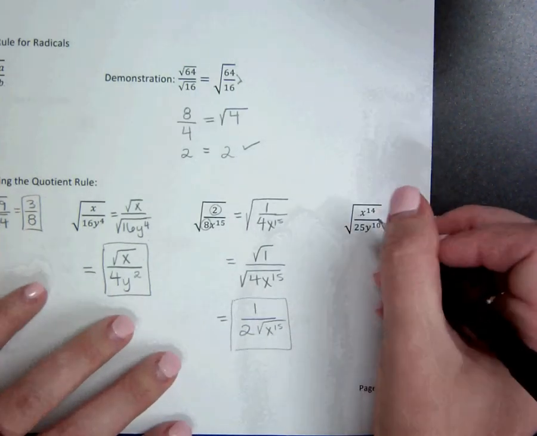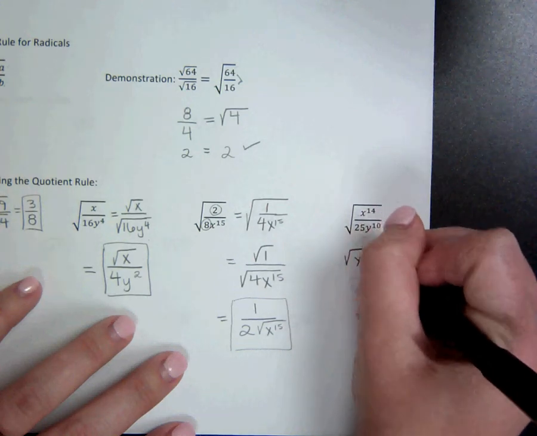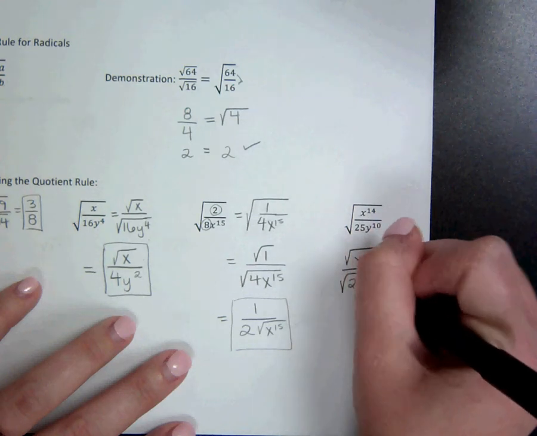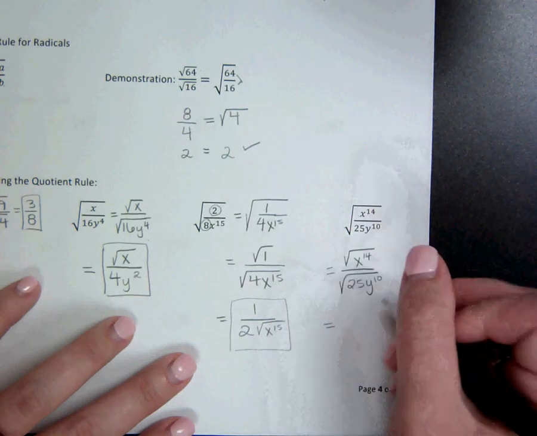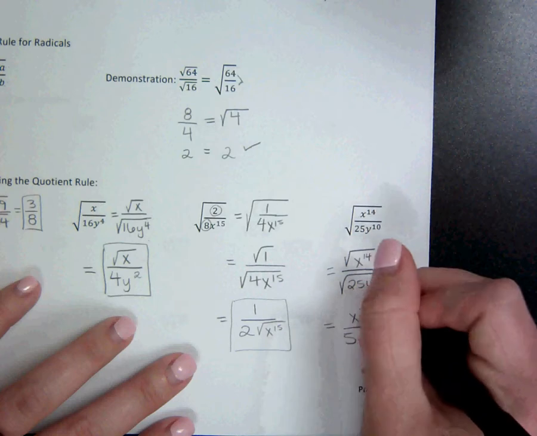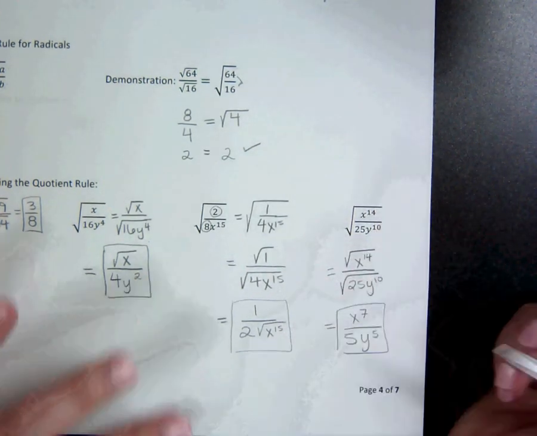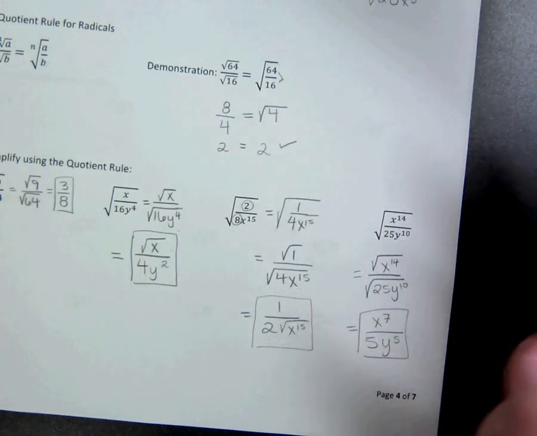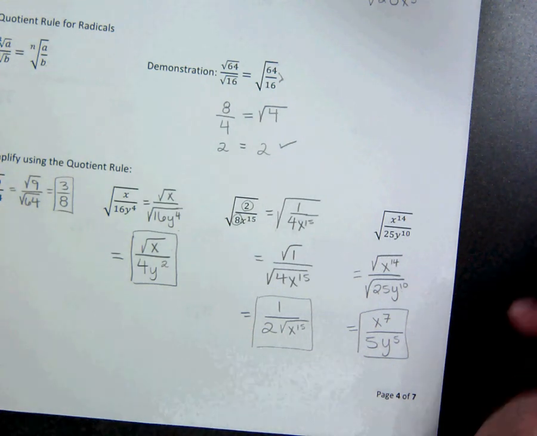And last but not least, here, I'm going to separate that to the square root of x to the 14th over the square root of 25y to the 10th. The square root of x to the 14th is x to the 7th. Square root of 25 is 5. Square root of y to the 10th is y to the 5th. So the quotient rule comes in handy. You can kind of break things apart, separate them out, reduce if needed. Kind of helps you get down to a more simplified answer.